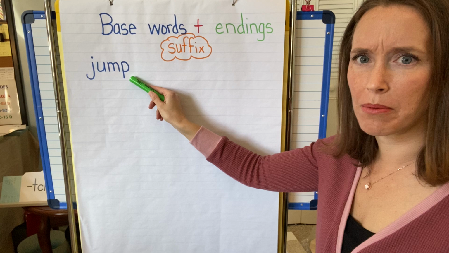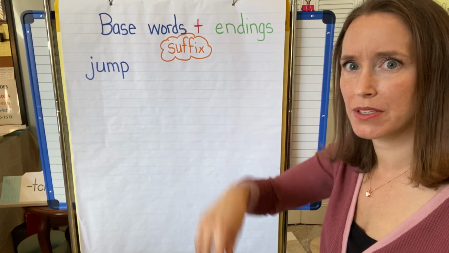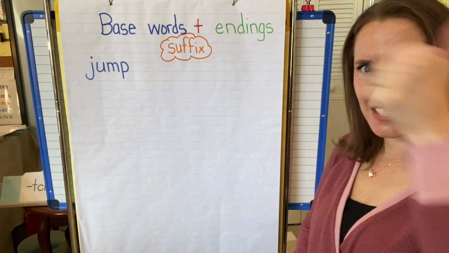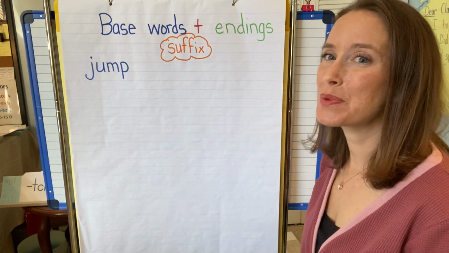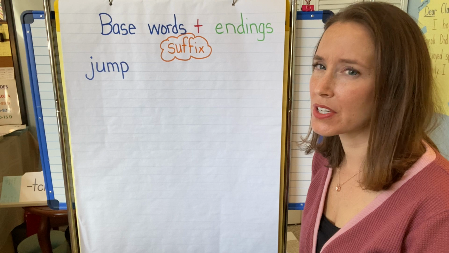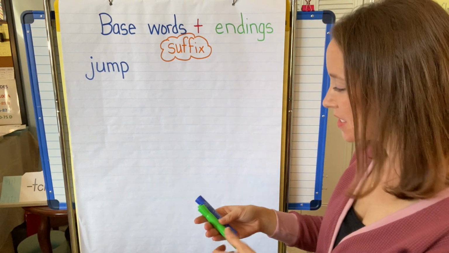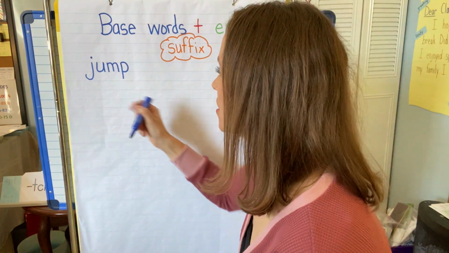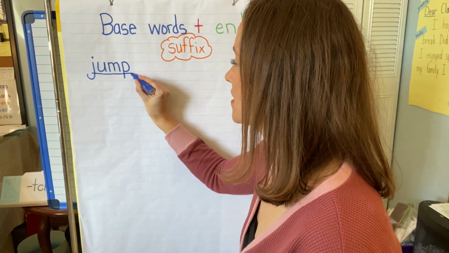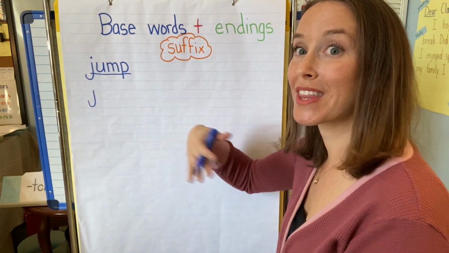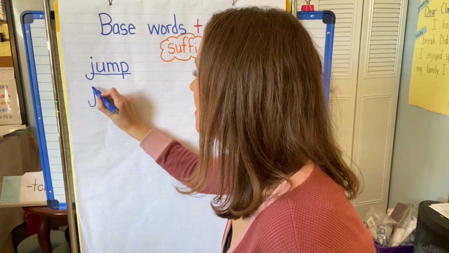So I have this word jump, right? Somebody can jump. But what if I did it yesterday? So we would say yesterday I jump, or yesterday I jumped. Yesterday I jumped. So I would take this word jump. Okay, that's my base word. We call that a base word. It's the word without an ending.